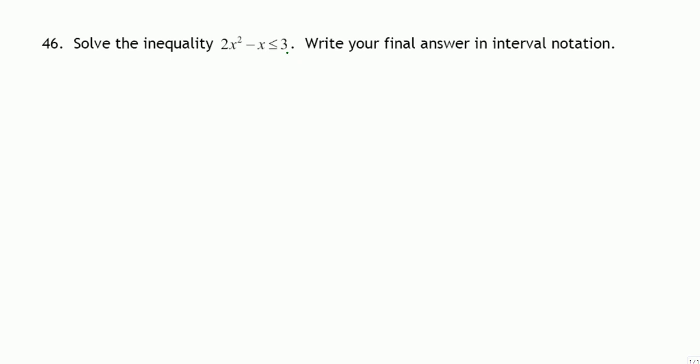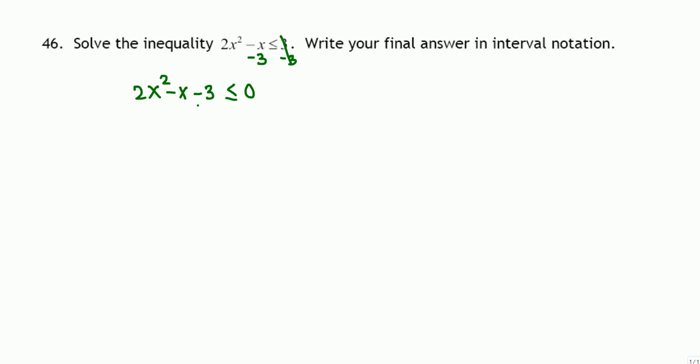So we have to make one side 0. For this one, bring 3 to the left side. So subtract 3 from both sides. We get 2x squared minus x minus 3 less than or equal to 0. Now we factor. We first solve as if we are solving an equation. Okay, it's a quadratic equation type thing.